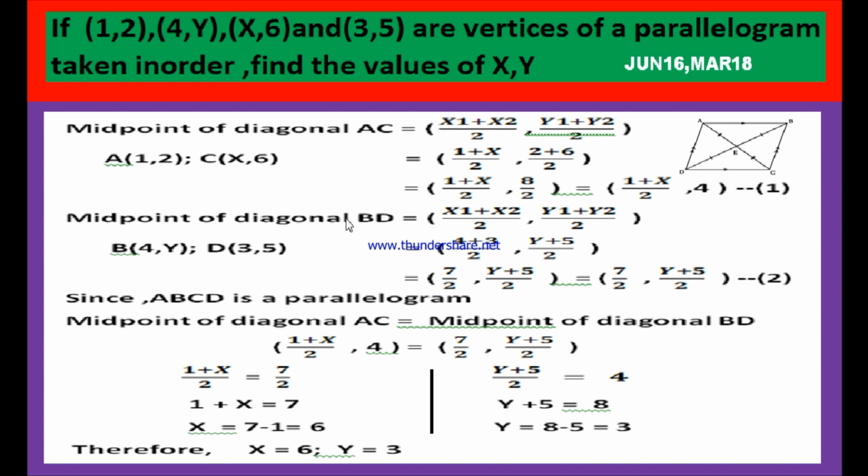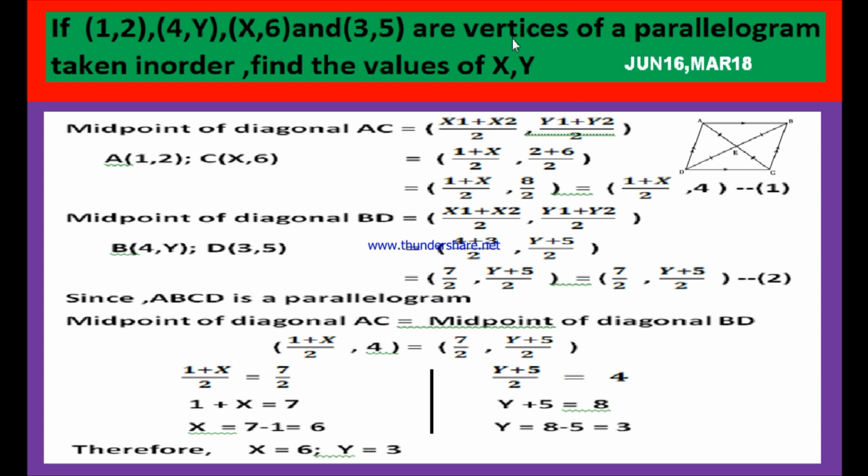Now let us find the midpoint of the second diagonal. What is the second diagonal from the given diagram? Good. The second diagonal is BD. Therefore, the midpoint of BD is again (x1 plus x2) by 2 and (y1 plus y2) by 2. The coordinates of B, the second point, are (4, y) and the coordinates of D, the fourth point, are (3, 5). Now x1 plus x2 by 2 is 4 plus 3 by 2, and y1 plus y2 by 2 is y plus 5 by 2. 4 plus 3 is 7 by 2, and y plus 5 by 2 stays as it is. This is the midpoint of the second diagonal BD.